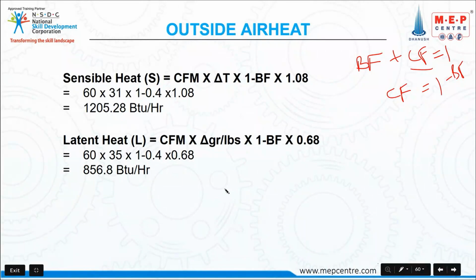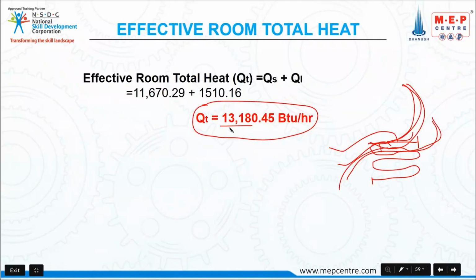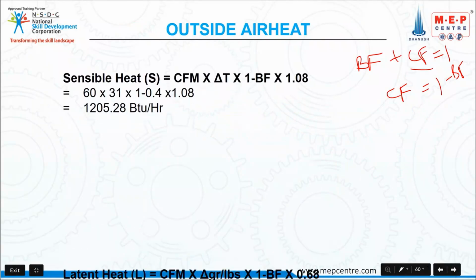So latent heat L equals CFM into delta grains per pound into 1 minus bypass factor into 0.68, which is 60 into 35 into 1 minus 0.4 into 0.68, which is 856.8 BTU per hour. So now my machine needs to remove this heat plus this heat. So total heat is what our machine has to remove.